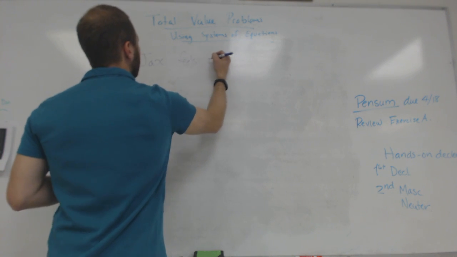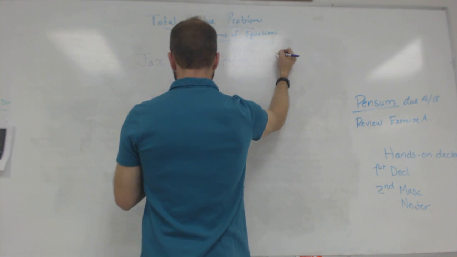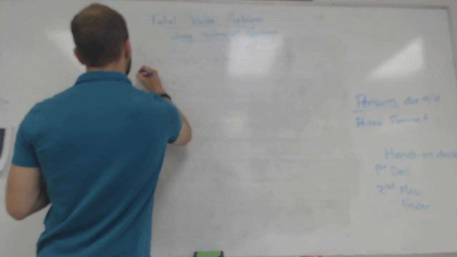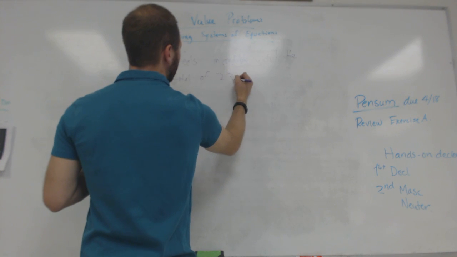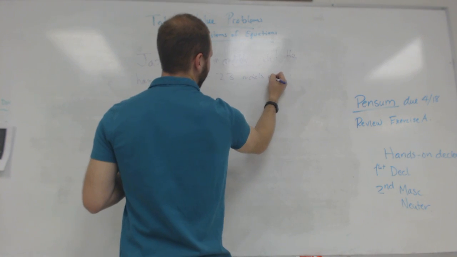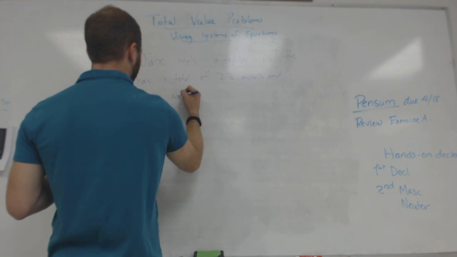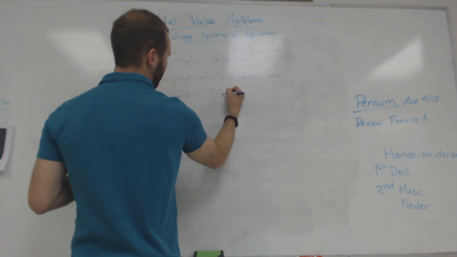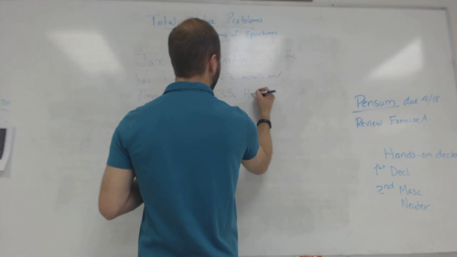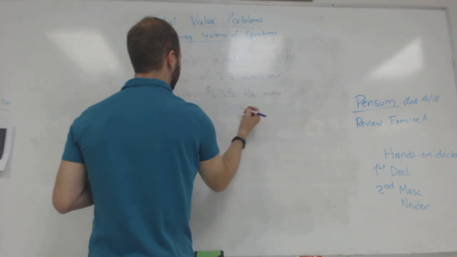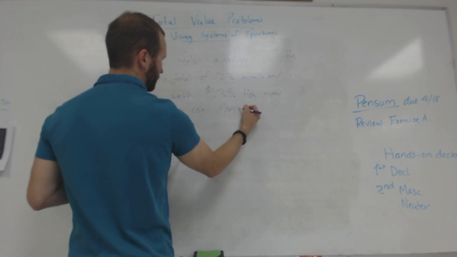Jax feels incredibly rich. He has a total of 23 nickels and dimes worth $1.35. How many of each coin does he have?